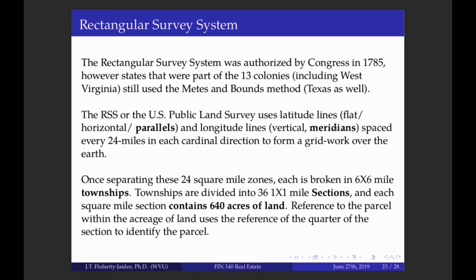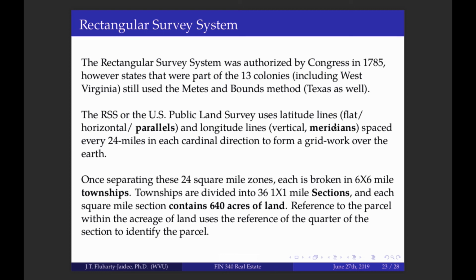The RSS system is a very logical system based on latitude and longitude lines. Latitude, if you don't remember, are the flat ones, the horizontal ones. They're also called parallels. The longitude lines, or the vertical ones, are also called meridians. They're spaced every 24 miles in each cardinal direction to form a gridwork over the Earth. But remember, because the Earth is a sphere, it tapers when you're going from north to south. So the longitude lines, they don't change. They're always the same distance between each other. But the latitude lines get closer together the closer you get to the poles.